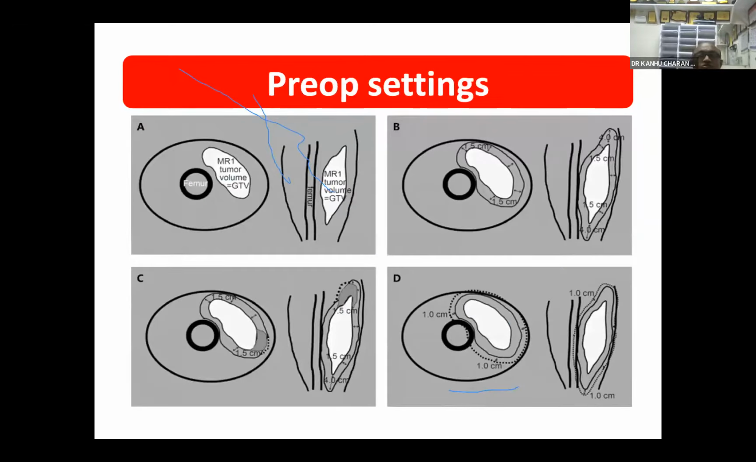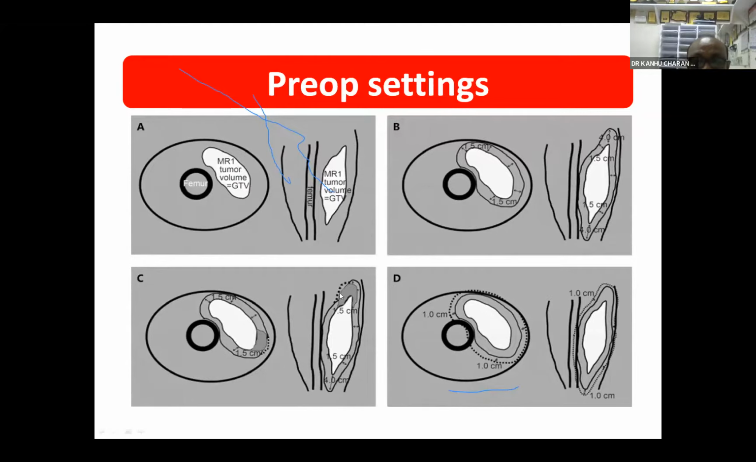So let's do the practicality. Suppose it is a pre-op setting, you go for the GTV. This is your contour, from the MRI and CT. Then give a radial 1.5 centimeter margin and 4 centimeter longitudinal margin. And if any margin is going into the bone, please edit it.